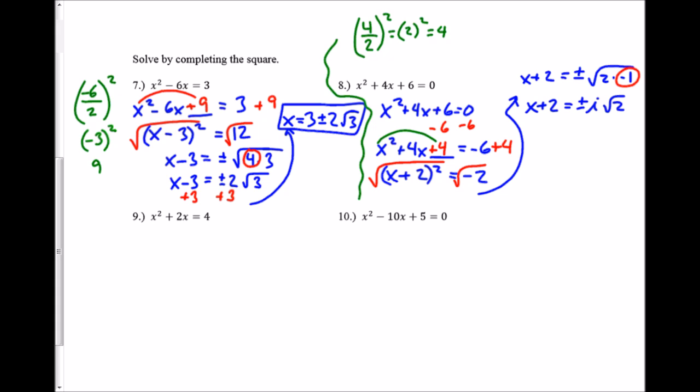Okay, the square root of a negative 1 is an i, goes to the outside. It's a changed value on the outside. The 2 is still trapped. And now I subtract the 2 from each side. So x equals a negative 2 plus or minus i root 2. All right, and this is a case where we get complex solutions because they have imaginary numbers in them.